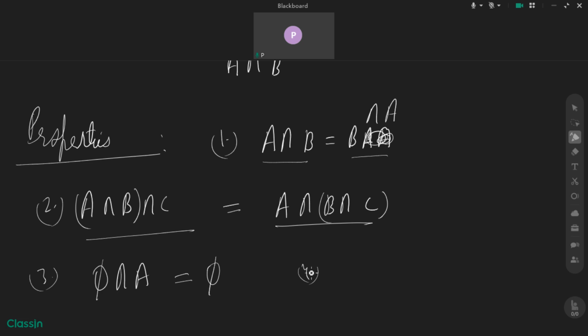Fourth property, if I take the universal set and its intersection with A, we know the common elements will be A, because in the universal set all A elements are present. So its intersection with A will give A back. So it is known as law of universal set.